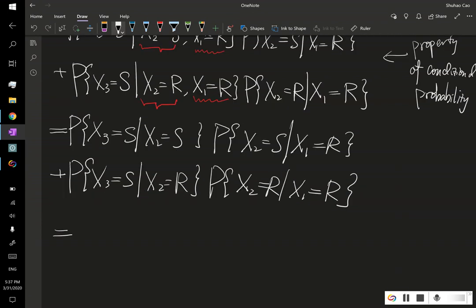The first one is non-ring to not-ring, so this is 0.9. And the second one is from ring to not-ring, so I believe this is 0.6. And this is from ring to not-ring, so this is 0.6. Lastly, it's from ring to ring. This coincides with the formula we had above.